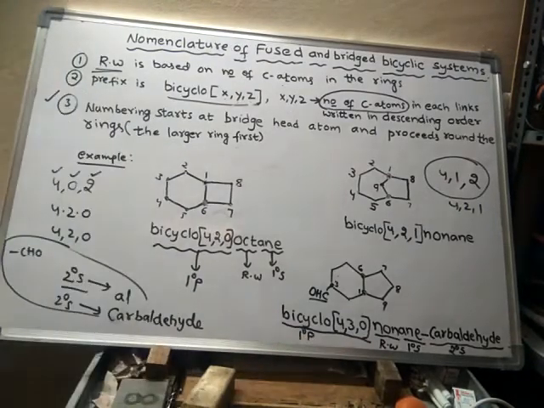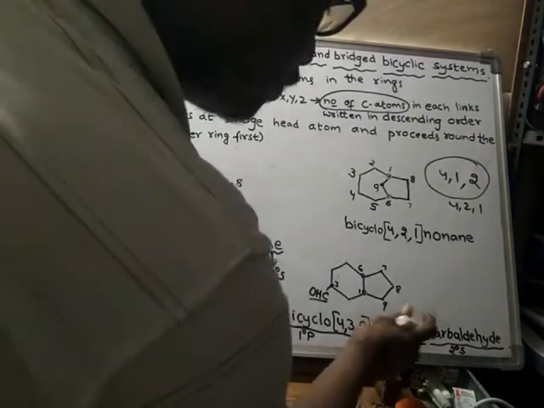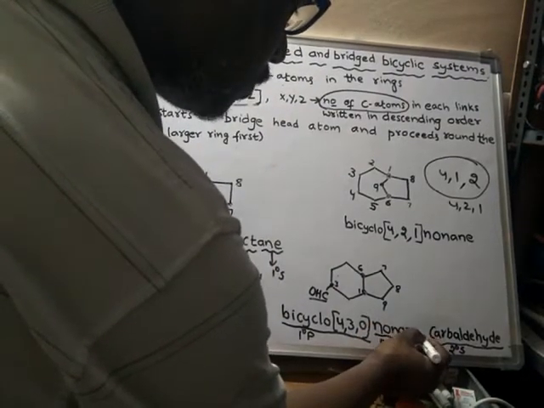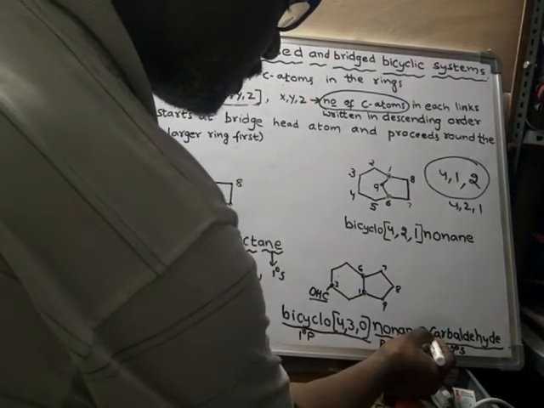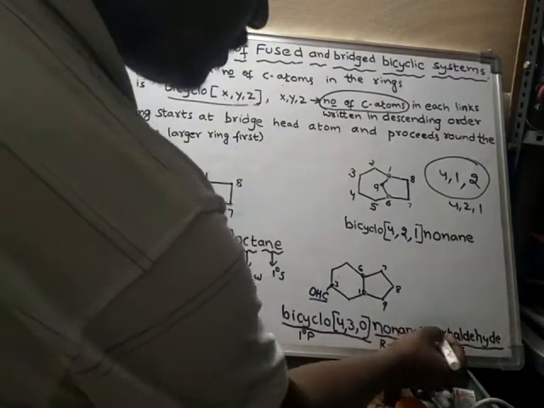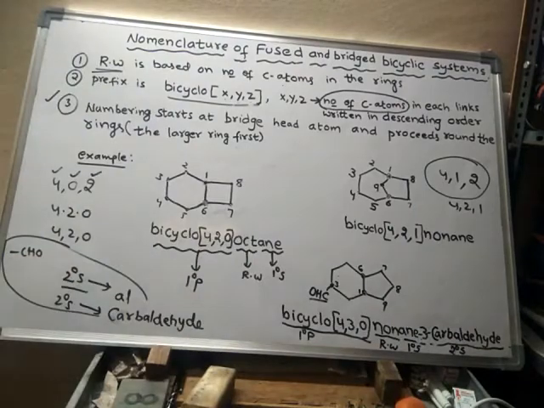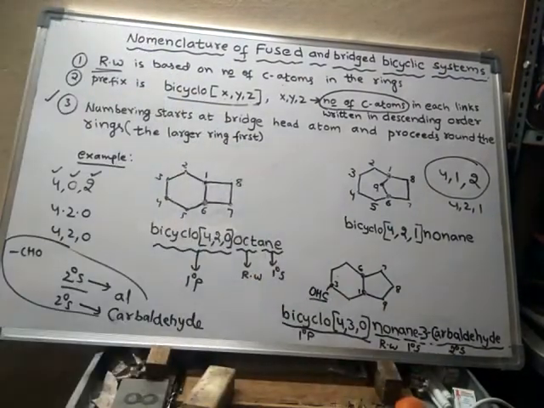So like this, when a functional group is present, we have to use bicyclo[4.3.0]nonane-3-carbaldehyde as the name of the compound. So like this we have to give numbering and naming.